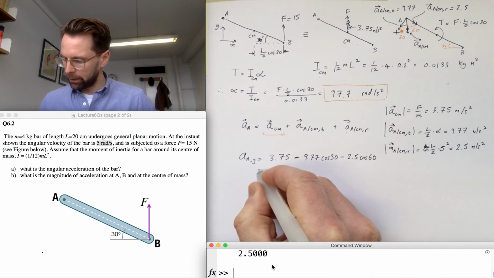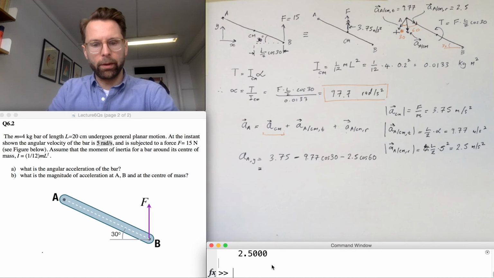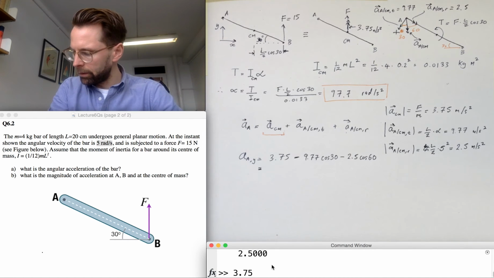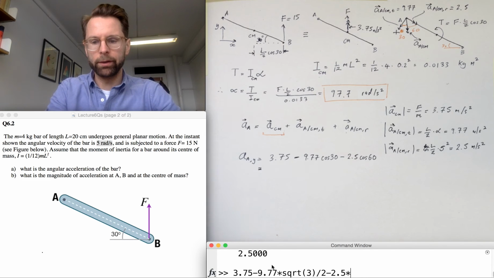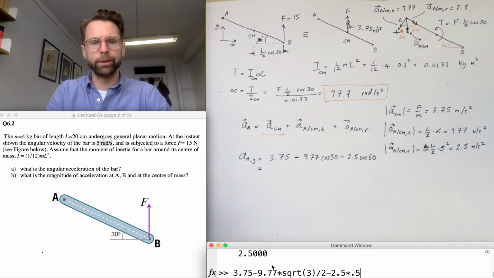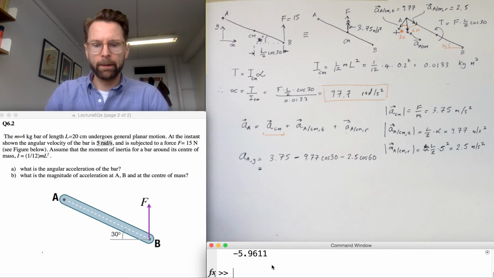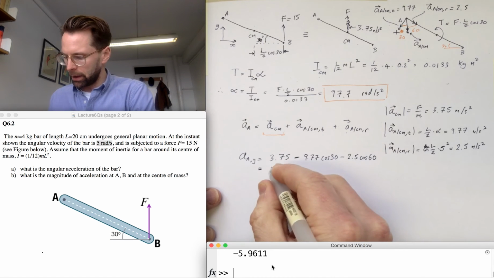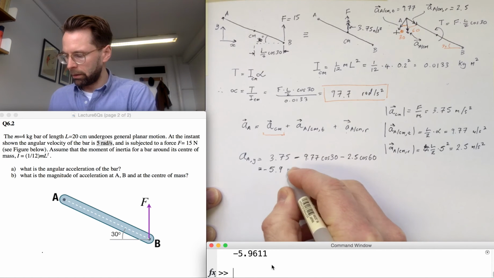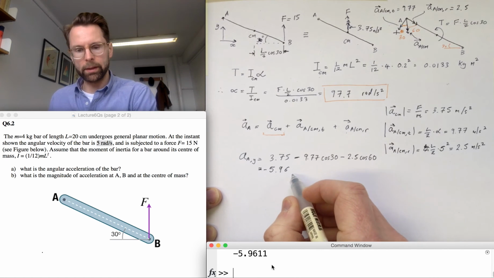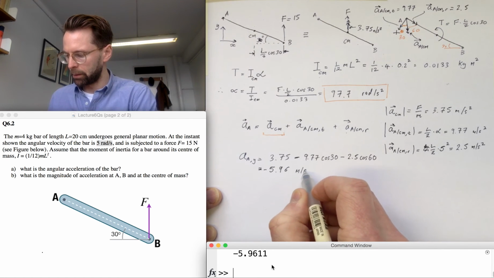Let me just put that in: 3.75 minus 9.77 times square root 3 over 2, that's cos 30, minus 2.5 times 0.5, since cos 60 is 0.5. That gives us overall a negative component of minus 5.96 meters per second squared.